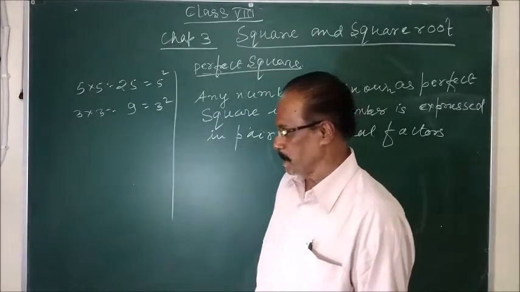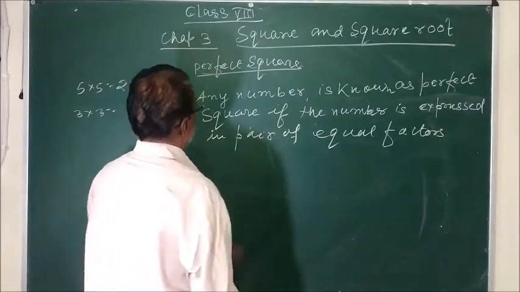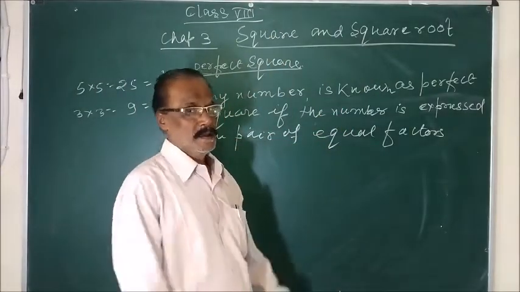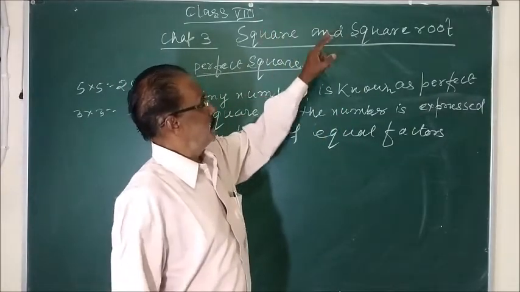Here we are starting chapter 3. Chapter 3 is Square and Square Root. Name of the chapter: a square and a square root.